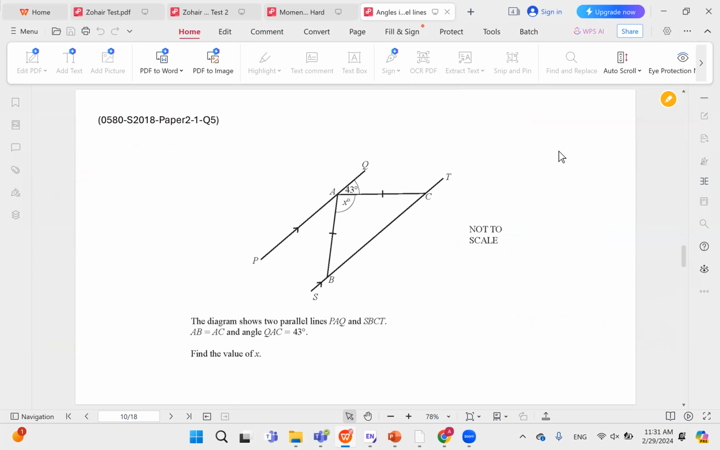The diagram shows two parallel lines, PAQ and SBCT. AB equals AC. QAC is 43. Find the value of X.